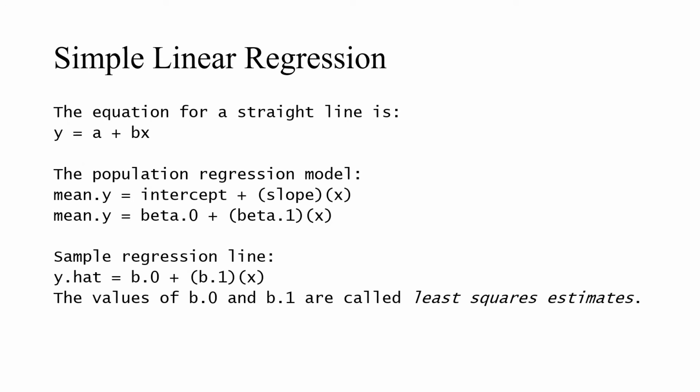You may recall the equation for a straight line, y equals a plus b times x, where a is the intercept, the point where the line crosses the y-axis, and b is the slope, the change in y when x increases by 1 unit. The population regression model says that the mean value of y in the population is equal to an intercept plus the slope times x. By convention, the population intercept is called beta naught, and the slope is called beta 1. When we describe the sample regression line, the intercept is called b naught, and the slope is called b1. By the way, b0 and b1 are called the least squares estimates.